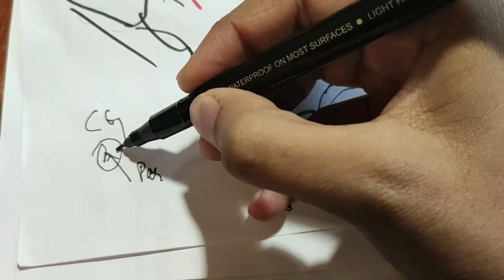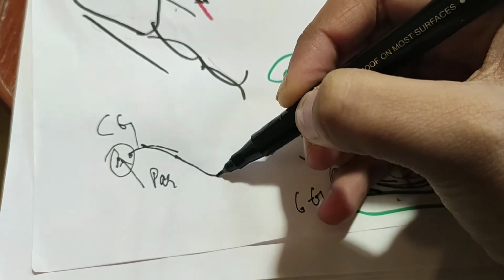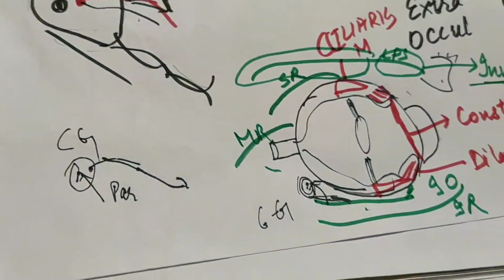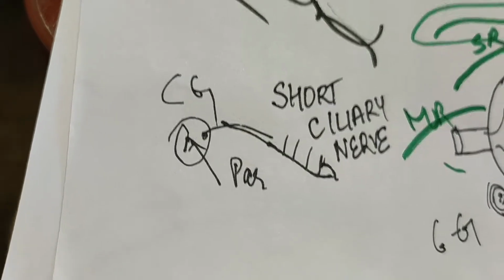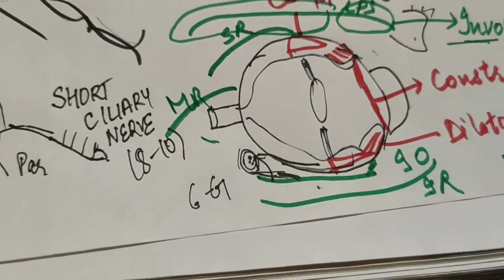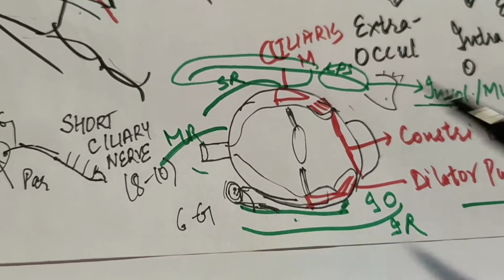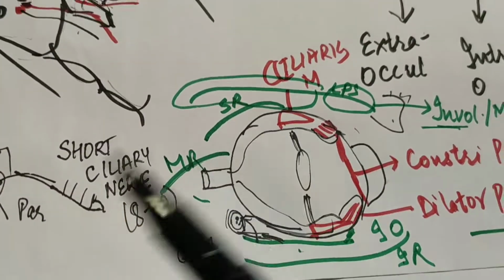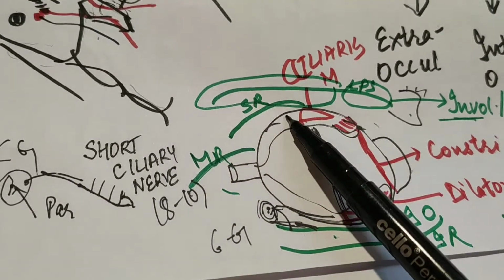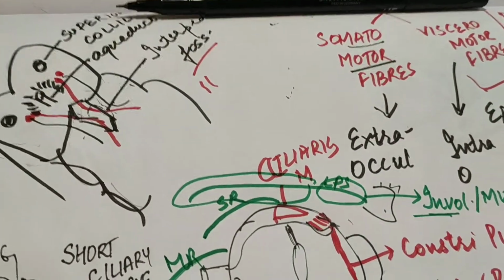So postganglionic fibers arise and come and go to this part and emerge here as short ciliary nerves, 8 to 10 of them. From here they supply the constrictor pupillae and ciliaris muscle. Most of these parasympathetic nerves, like 90%, supply the ciliaris muscle and 10% the constrictor pupillae. So this was the course of the third cranial nerve.